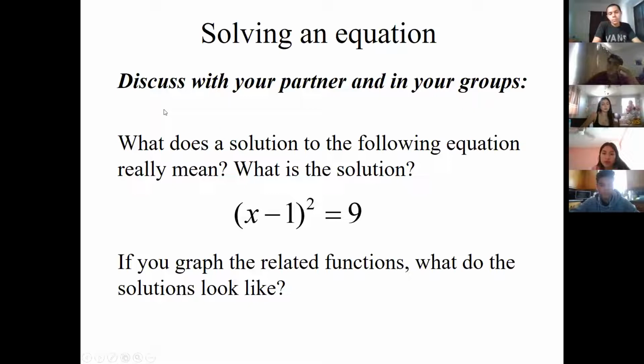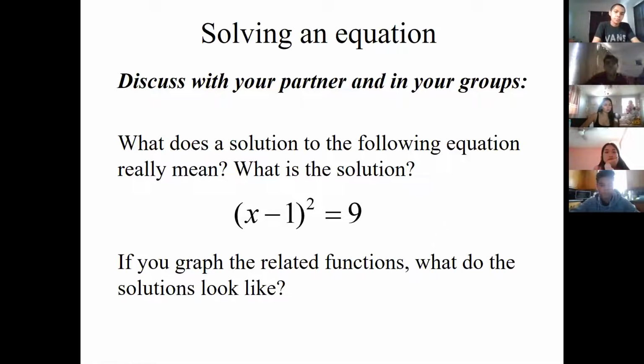If we were sitting in class, I would tell you, discuss with a partner in your groups. What does the solution to a defined equation really mean? If you know what the solution is, you can work that out. And we're going to learn how to graph the related functions. I don't know if you know that term, related functions. And then what do the solutions look like? So there's a lot of concepts here.